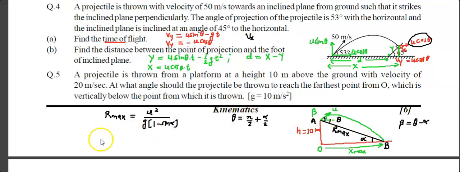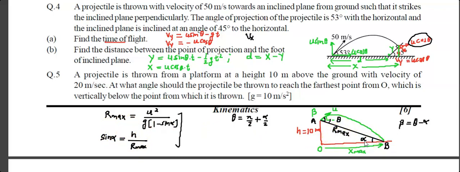Moreover, if there is this alpha, then this R max can also be related with this h. So you can write sine alpha from this triangle. Sine alpha is going to be h, which is given to us, divided by R max. So if you look at these two equations carefully, you will be able to solve for this alpha as well as R max.